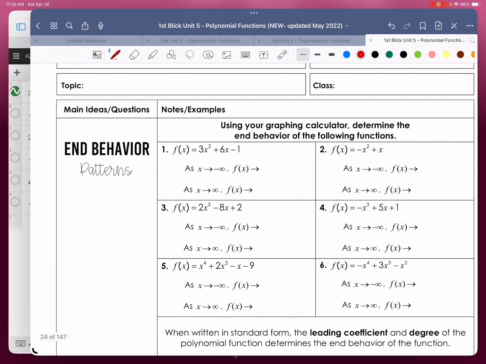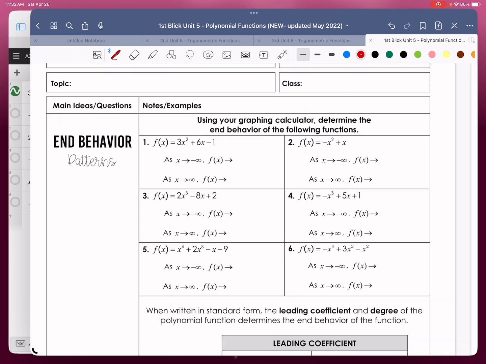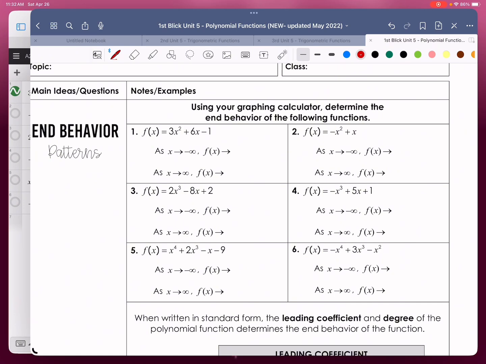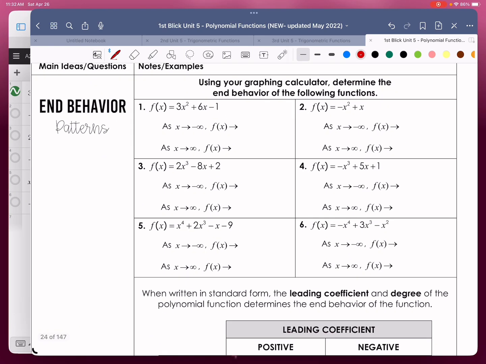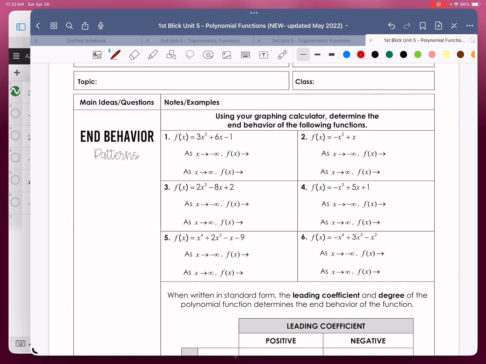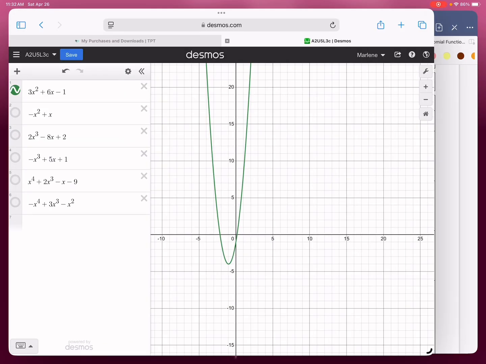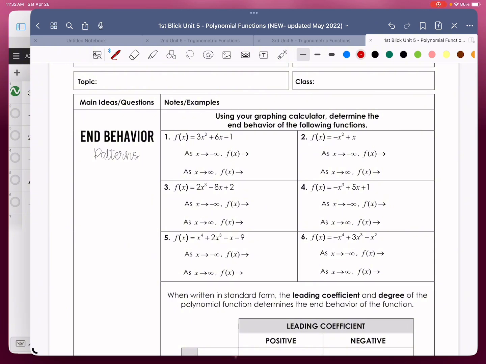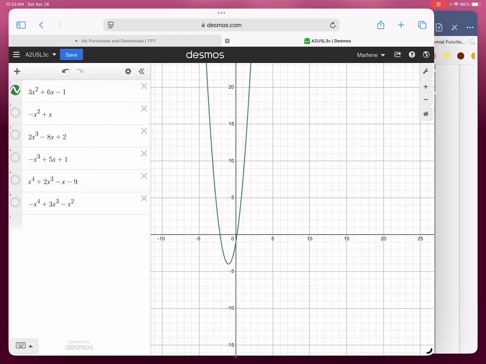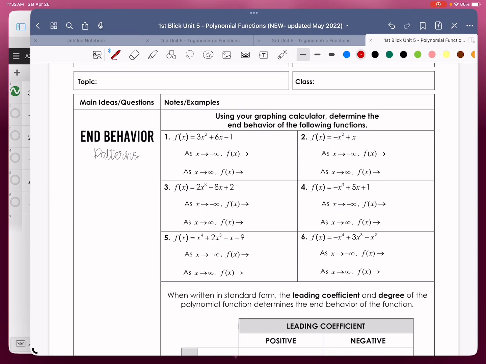Okay, we're going to wrap up lesson 3 now by drawing conclusions about all those graphs that we just analyzed. So when you look here in behavior patterns, you see 6 different polynomials that we're going to graph, and I've already got them keyed up on Desmos. We just want to talk about the end behavior of these. So when you look at the first one, as it goes to negative infinity, what happens there? It's going up. And as it goes to positive infinity, it's also going up. So both of them go to positive infinity.